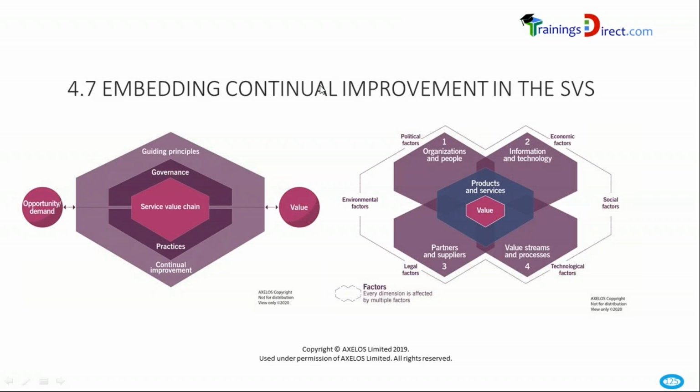Next one is embedding continual improvement in the service value system. These pictures below are of the service value system on the left with its 5 elements, which takes in the opportunity and demand and converts to value using guiding principles, governance, service value chain, practices, and continual improvement. And we've got on the right the 4 dimensions, namely organizations and people, information and technology, partners and suppliers, value streams and processes, and also the organization influenced by the 6 external factors, also known as the PESTLE factors.